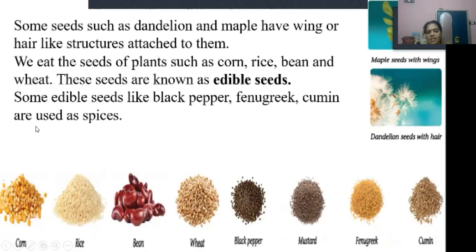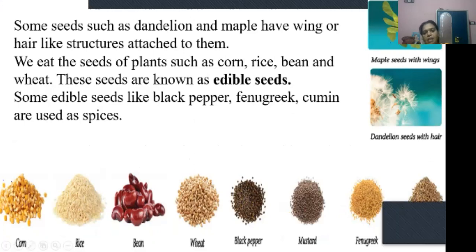Some seeds such as dandelion and maple have a wing or hair-like structure. Here you can see the maple seeds with the wings, and the dandelion seeds have a hair-like structure. The seed is attached to this structure, so it helps them to fly far away from the parent plant.